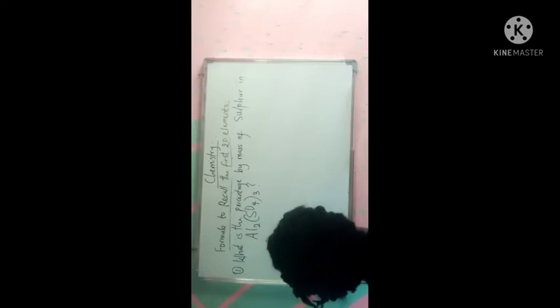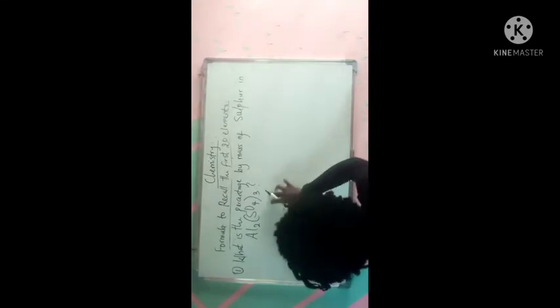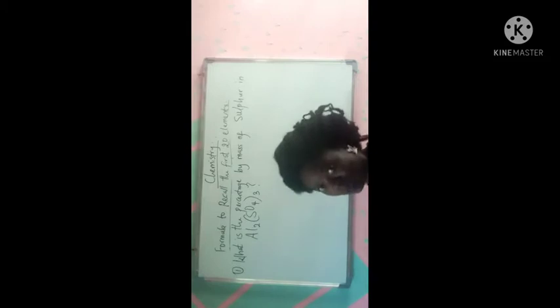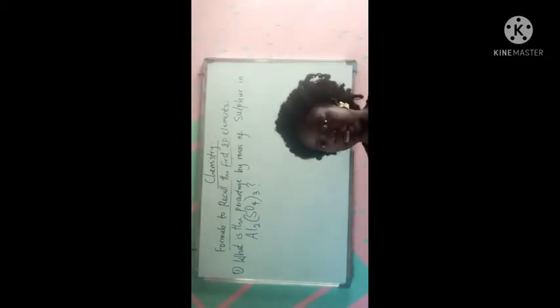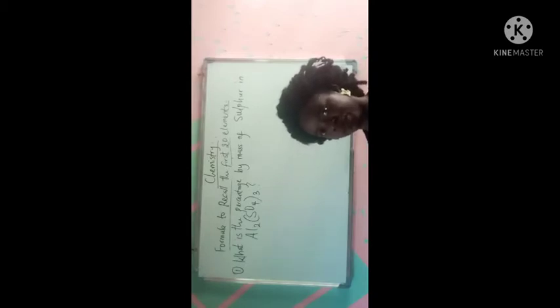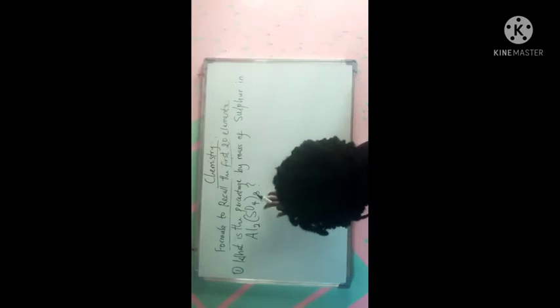The question says, what is the percentage by mass of sulfur in aluminum tetraoxosulfate 6? If you see the formula, the first thing I want you to do is to write out each of the constituents that make up the particular formula you are looking at. If you do that, you will be able to know what you are going to be solving with, and then we can easily look for the relative molecular mass.